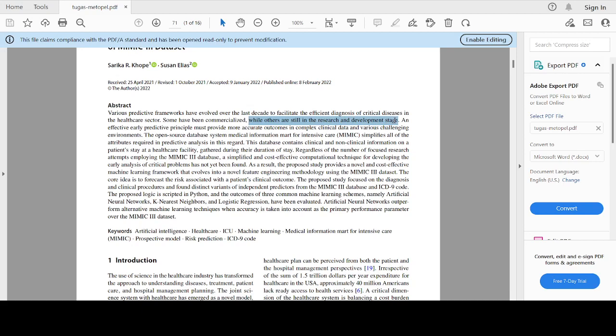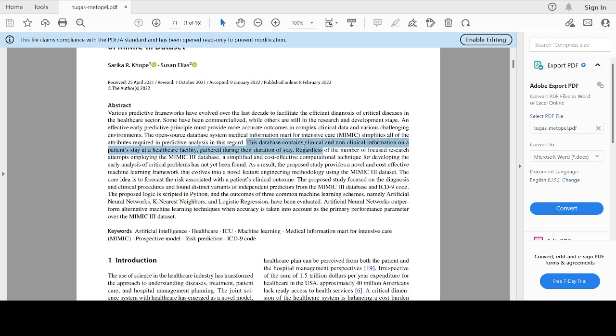and development stage. An effective early predictive principle must provide more accurate outcomes in complex clinical data and various challenging environments. The open source database system Medical Information Mart for Intensive Care, or in short MIMIC, simplifies all of the attributes required in predictive analysis in this regard.